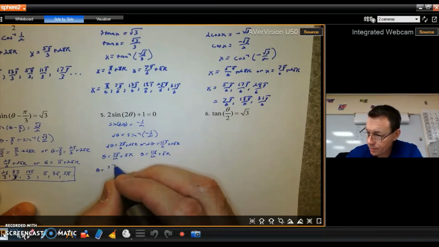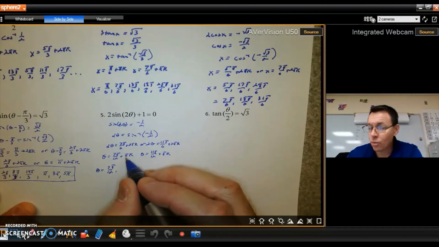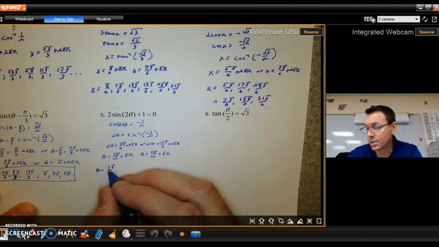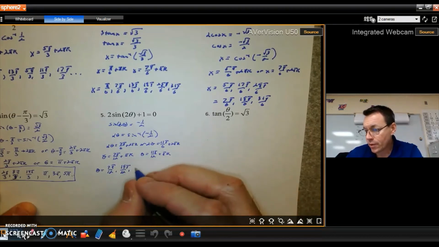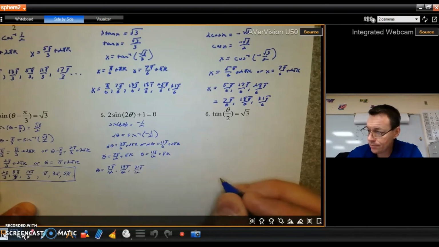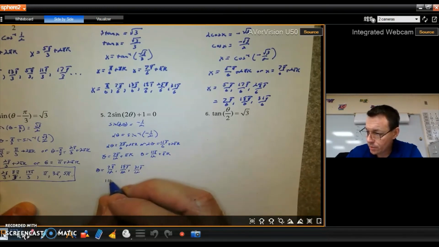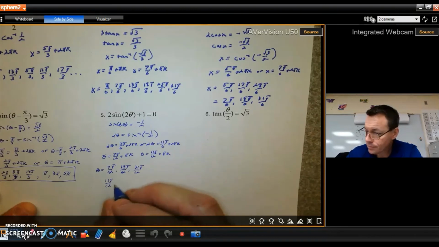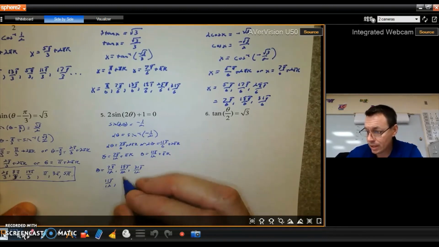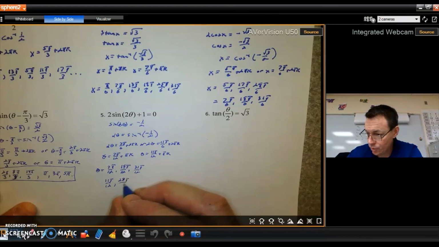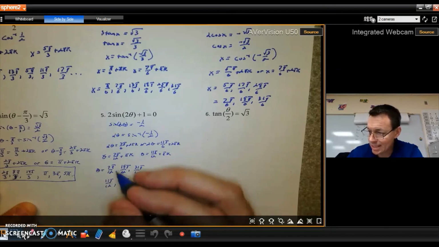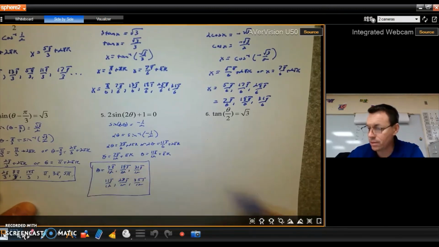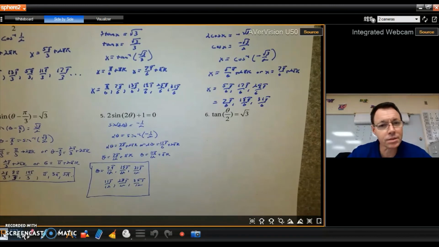So 7 pi over 12. And now we're adding 1 pi. So we're adding 12 twelfths to that. So 7 plus 12 is 19 twelfths. Add another 12, you're going to get 31 twelfths. Now come over and do this one. So 11 pi over 12. Again, adding 12 to 11, I'm going to get 23 twelfths, and then 35 twelfths. So those are 6 solutions to this equation. Okay, so that one was a little different because of the way you had to divide by 2.